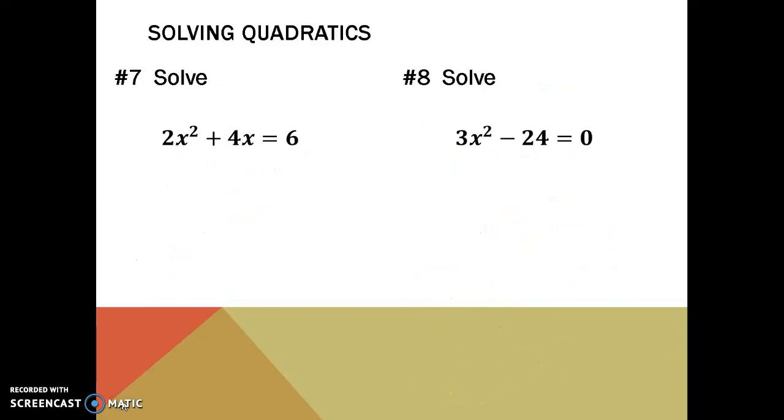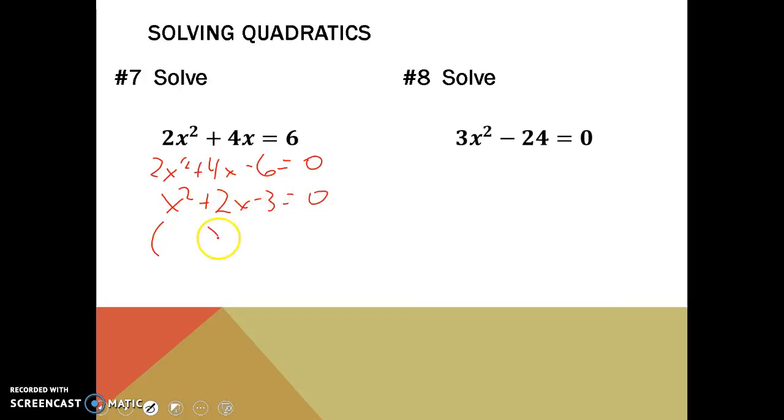So if we move on to number 7, I'm going to have to start this one by first getting it equal to 0. And so I will have 2x squared plus 4x minus 6 equals 0. I could divide everything here by 2. And if I did that, I would have x squared plus 2x minus 3 is equal to 0.